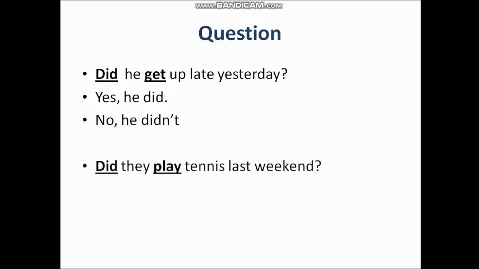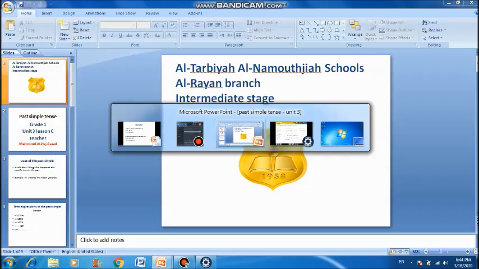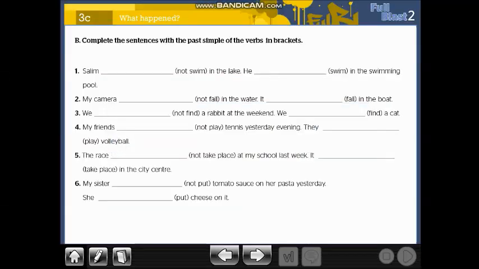Another example, did they play tennis last weekend? Yes, they did, or no, they didn't. Pay attention to the main verbs get and play. They are in the base form, or we can say in the infinitive. Now we want to do some exercises in the workbook.